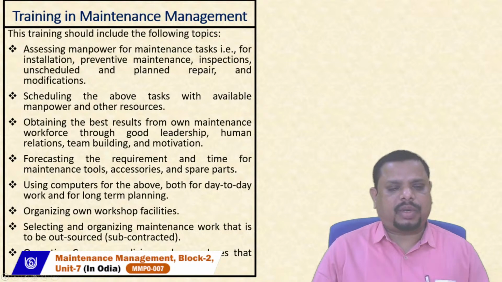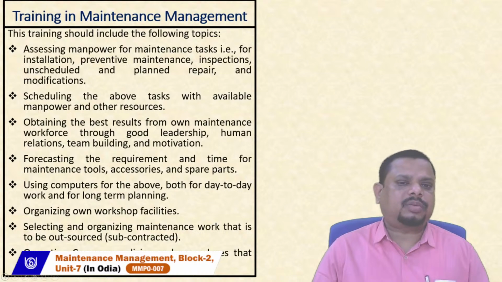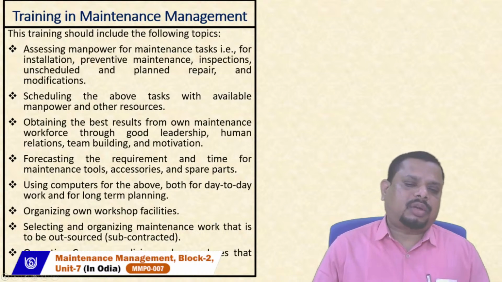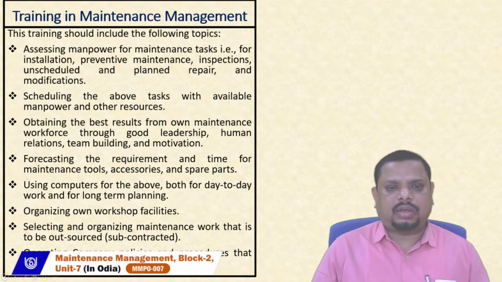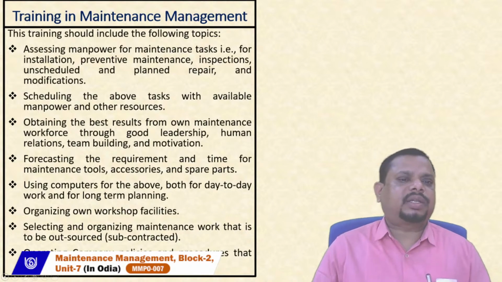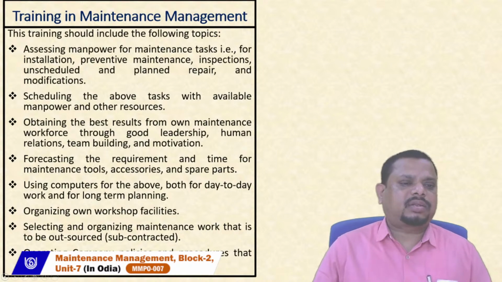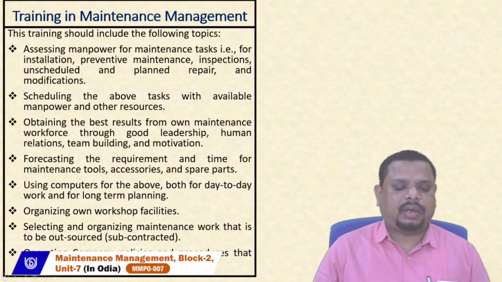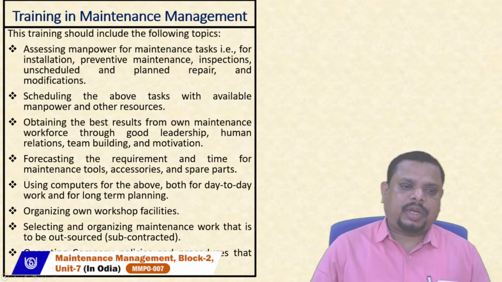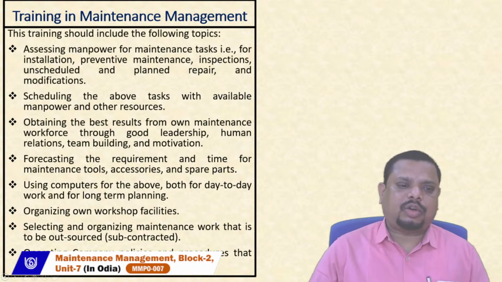Whenever you implement policies, especially with reference to the top level of management, middle level of management and bottom level of management, the procedures are applicable to all employees who are involved in the maintenance management. So these are the training points in case of maintenance management. I'll just repeat: assessing the manpower for maintenance tasks, then scheduling the above tasks, obtaining the best measures by implementation of good leadership, human resource, team building, and motivation.